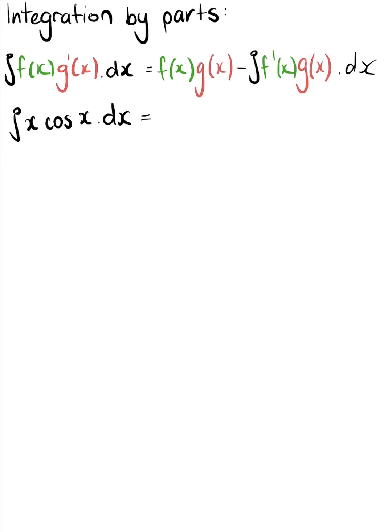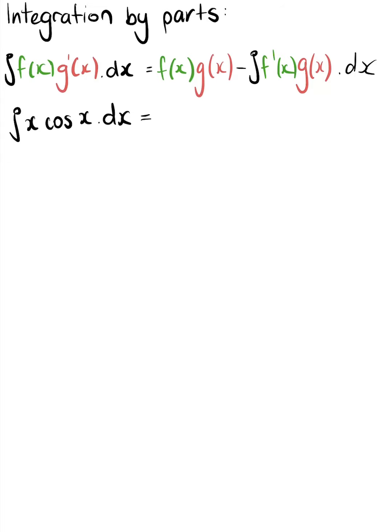So today what we're going to be using is the integration by parts formula to solve a pretty tricky integration equation. So the one we've got here today is we're trying to solve the integral of x multiplied by cos of x. And what we have here is our formula.